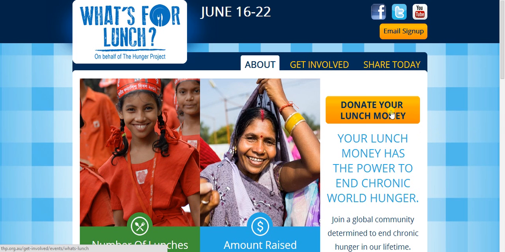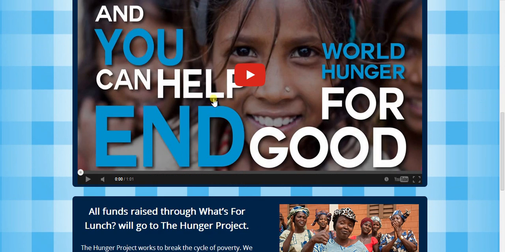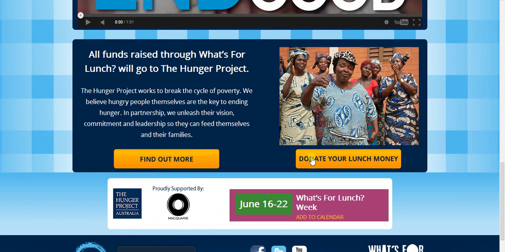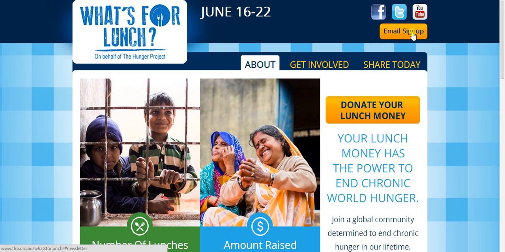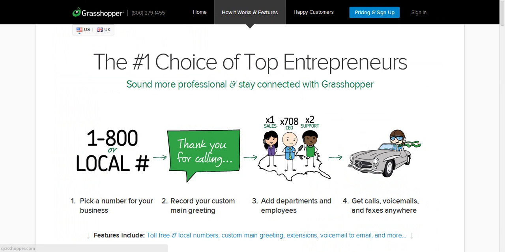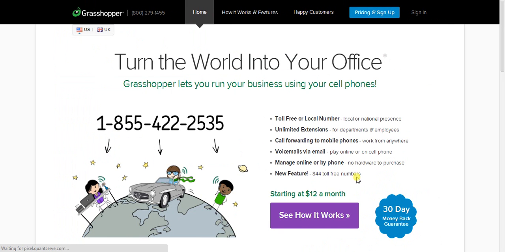So donate your lunch money, big nice button. Find out more, a big button. Donate your lunch money, again another big button. Contact us, this is a big button. Email sign up, another big button. So Grasshopper does this as well. Big button here, big button, big button. Always these big compelling call to action buttons to get people involved in your website and therefore your business, and also to get them through the sales funnel.